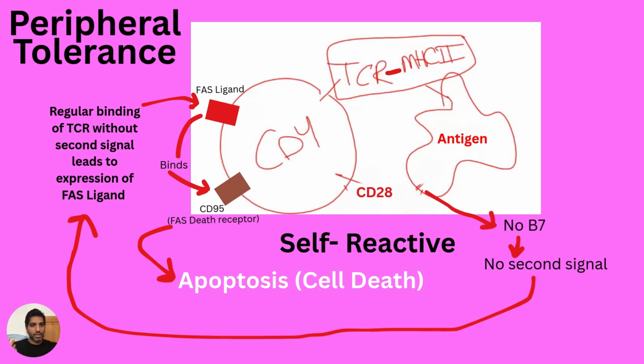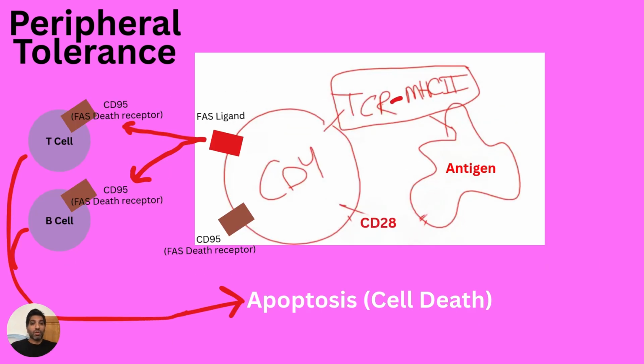The cells die. Okay, now one more step. What if the FAS ligand binds CD95, also known as the FAS death receptor, on other T cells, on other B cells? It also kills them off too, right? So again, this is just something you need to draw out a few times, and then you'll understand it.